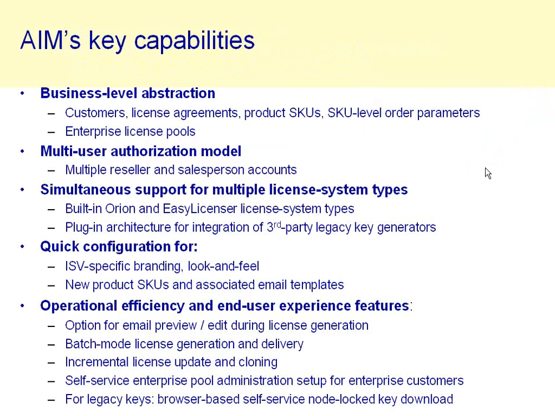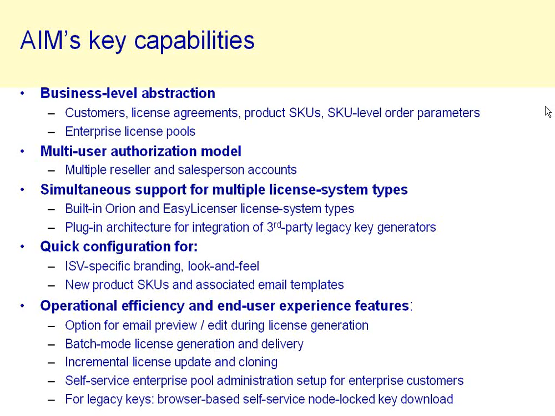Now, in terms of the capabilities, the main one, as I said, an important one, is that it lets you abstract out from the underlying licensing system. So your order processing people, management, and so on are dealing with things in terms of your customers and license agreements and your own terminology for your product. They're not having to think about the terminology and details of the underlying licensing system. You can have many reseller accounts, salespeople accounts, operations accounts, and so on, with people able to log into AIM and set up licenses.